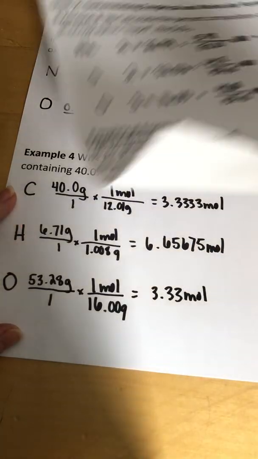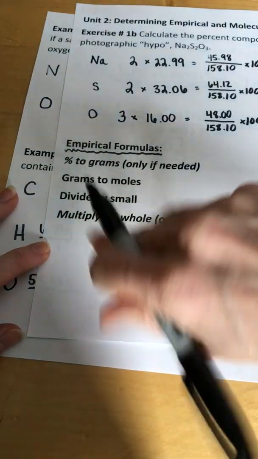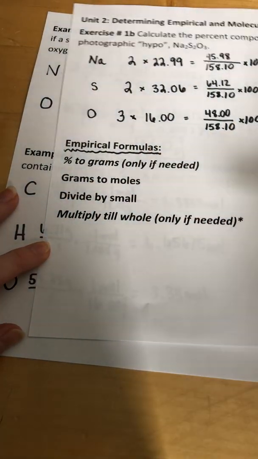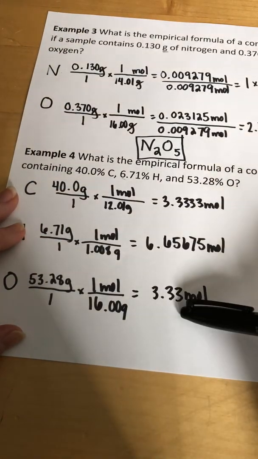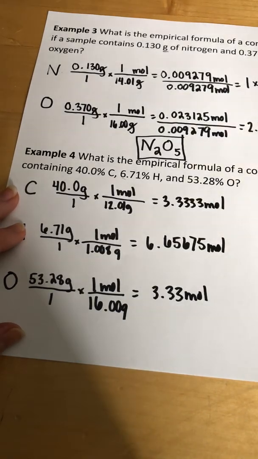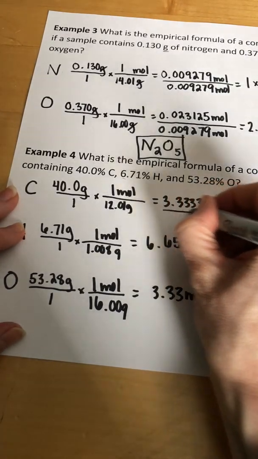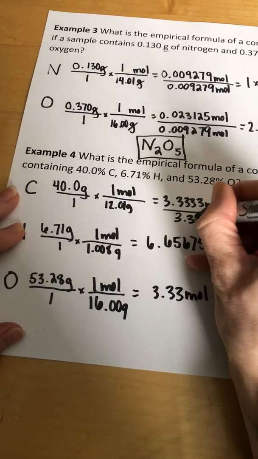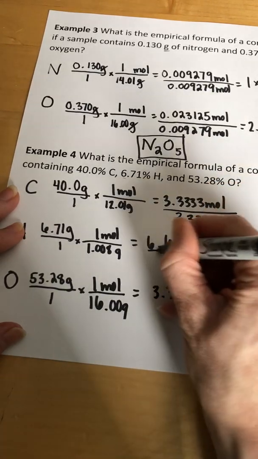Okay, so we did percent to grams, grams to moles. Next we divide by small. So I'm going to compare all of these numbers. The smallest one is the 3.33. So all of these are going to get divided by the smallest number.